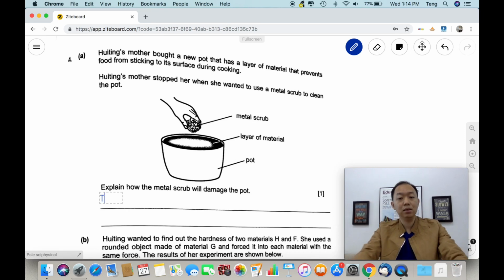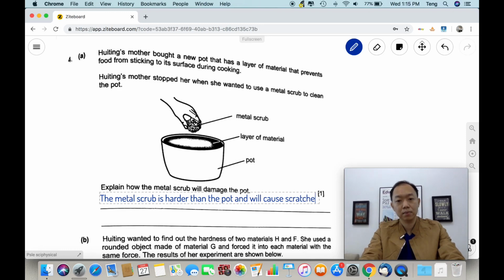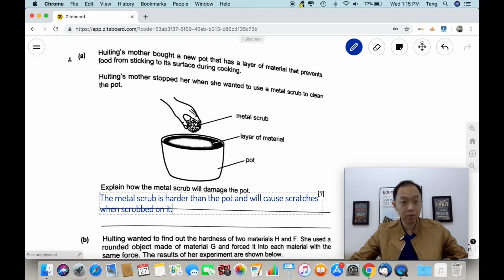So we say that the metal scrub is harder than the pot and will cause scratches when scrubbed on it. Okay, let's see if that's what they are looking for. Yep. Okay, that's it. Scratch.